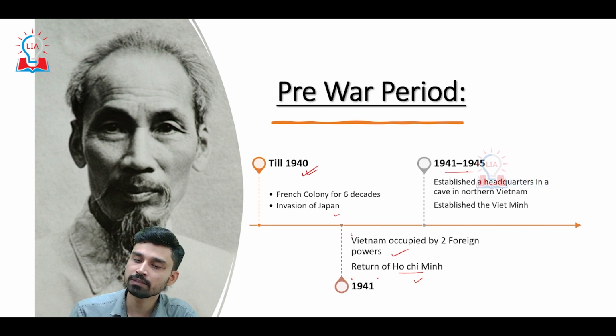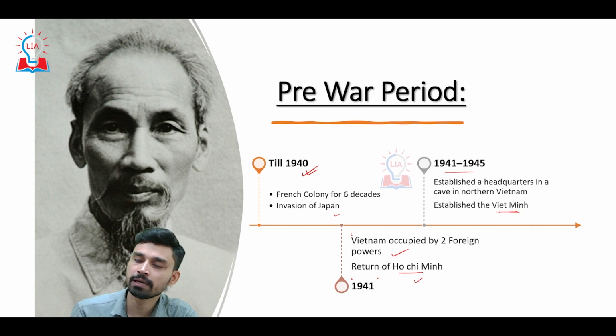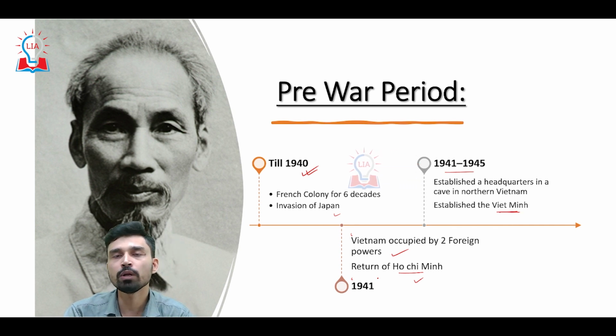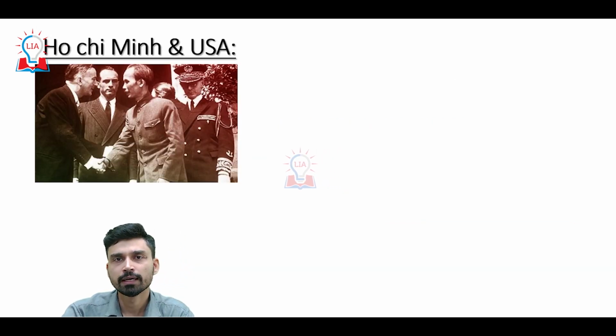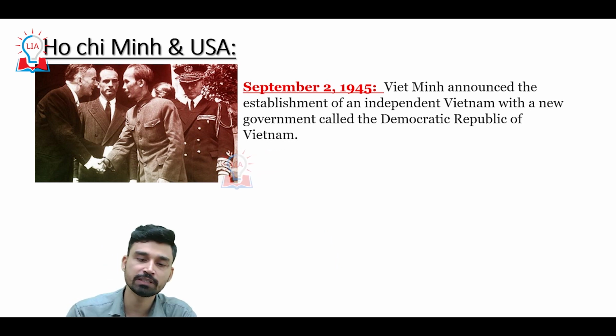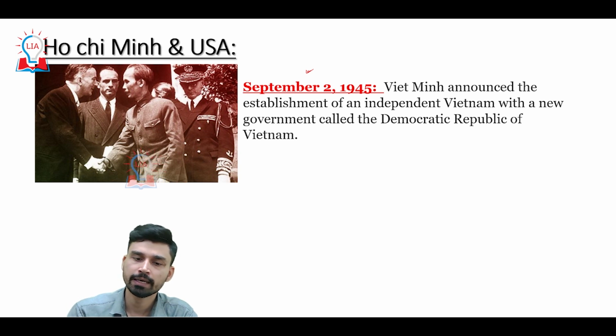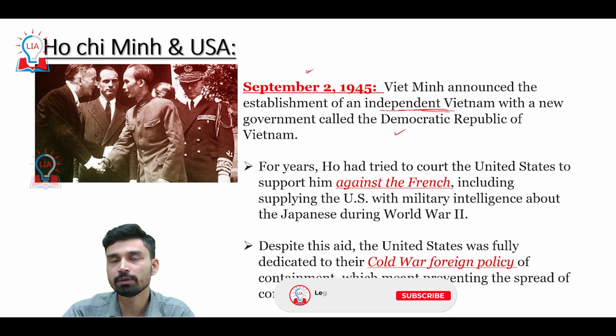Thus, between 1941 and 1945, Ho Chi Minh established a headquarters in a cave in the northern part of Vietnam and set up an organization which he named the Viet Minh, with the sole aim of getting Vietnam rid of all foreign invading powers. To ensure this, Ho Chi Minh wanted a warm relationship with the United States. On September 2nd, 1945, the Viet Minh announced the establishment of an independent Vietnam with a new government, called the Democratic Republic of Vietnam.